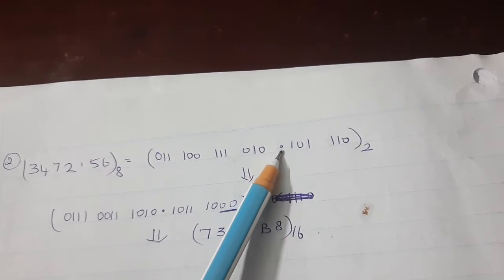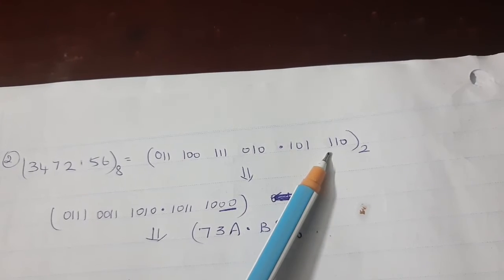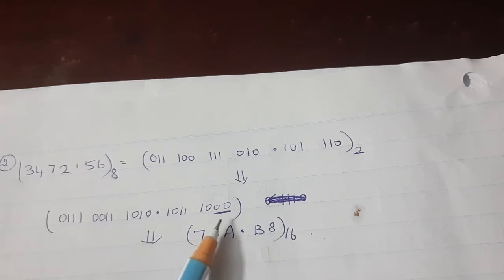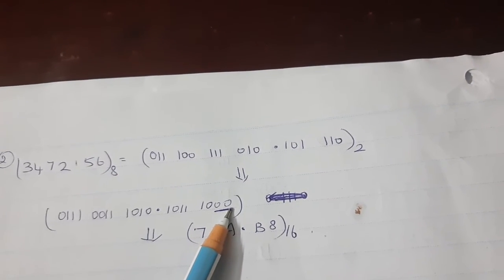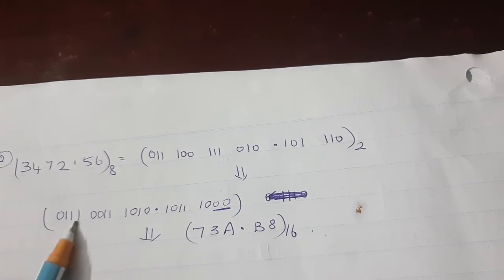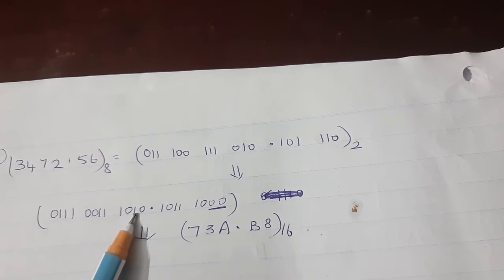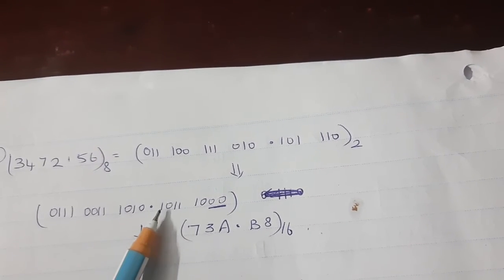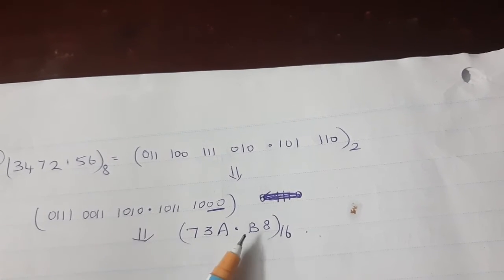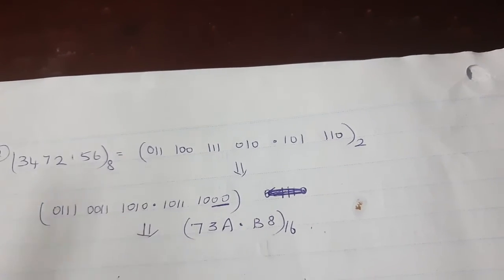Okay. Now, point. Keep the point. Take 1, 0, 1 and 1 from here. So 1, 0, 1, 1. The remaining is 1, 0. The last 2 bits are added as null bits. Now you do the conversion. This is 7. This is 3. 1, 0. 8 plus 2, 10. A. This is 1, 0, 1, 1. 8 plus 2, 10 plus 1, 11. 11 is B. This is 1, 0, 0. This is 8. This is how we do the conversion.